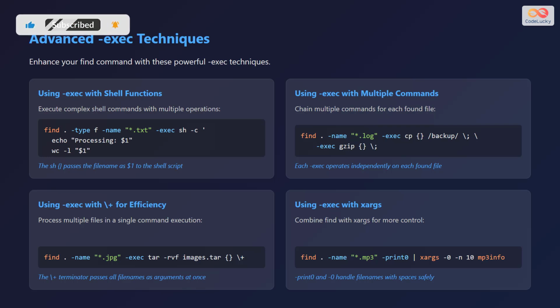To use exec with \+ for efficiency, processing multiple files in a single command execution, use the command find . -name "*.jpg" -exec tar rvf images.tar {} \+. The \+ terminator passes all file names as arguments at once. To use exec with xargs for more control, use the command find . -name "*.mp3" -print0 | xargs -0 -n 10 mp3info. Print0 and -0 handle file names with spaces safely.